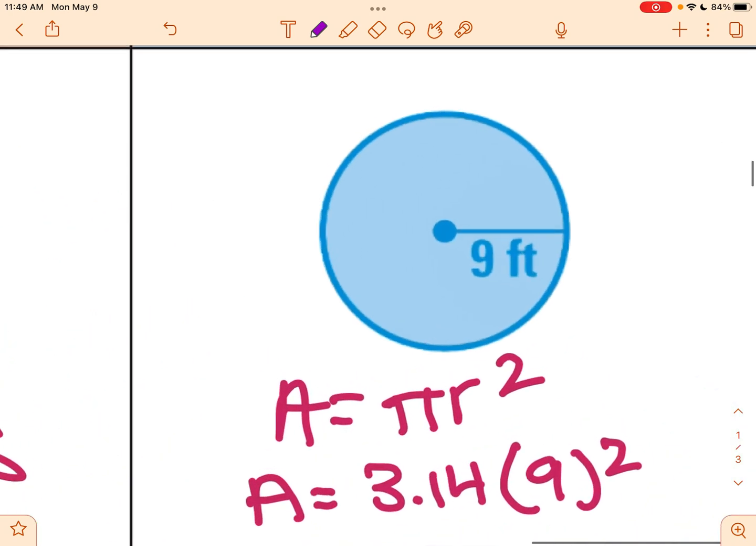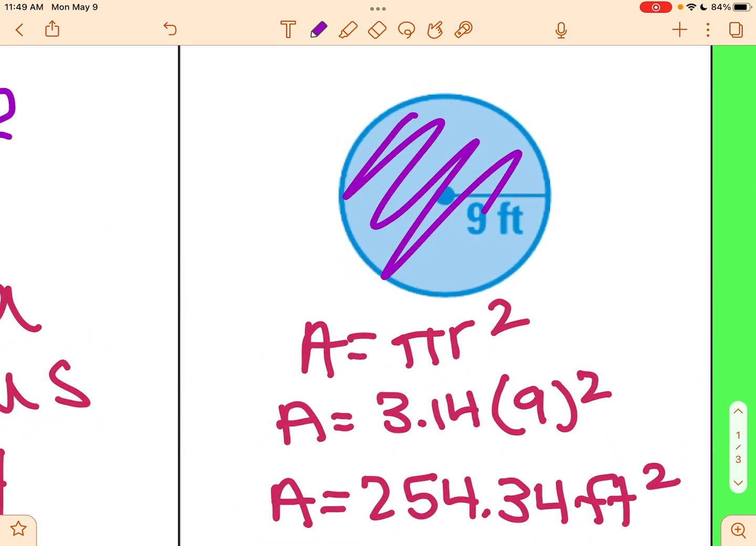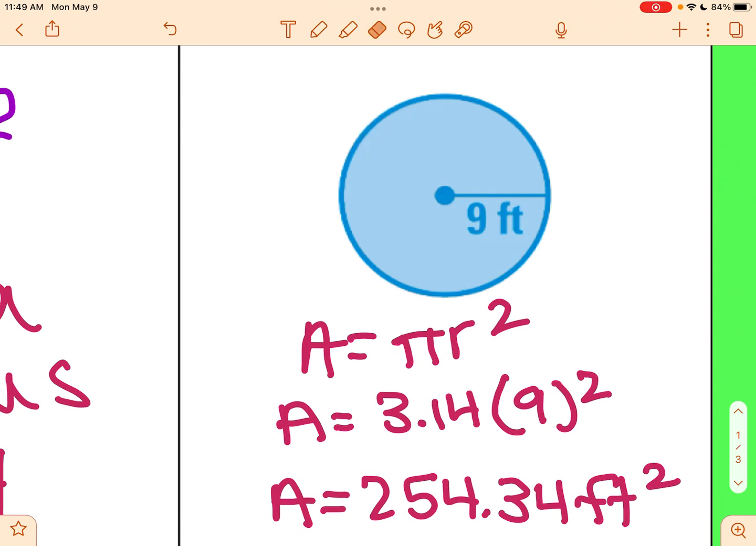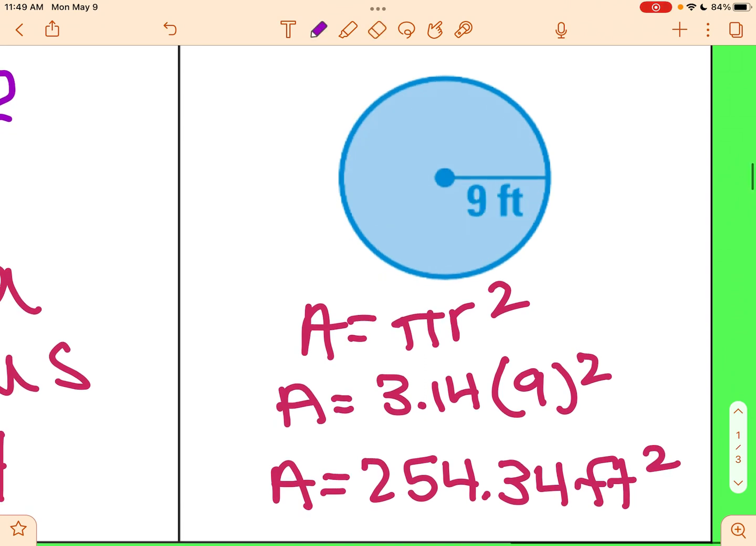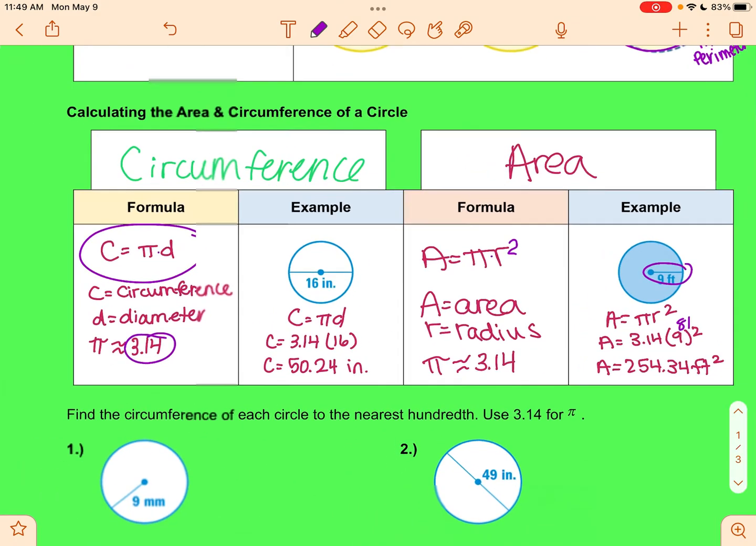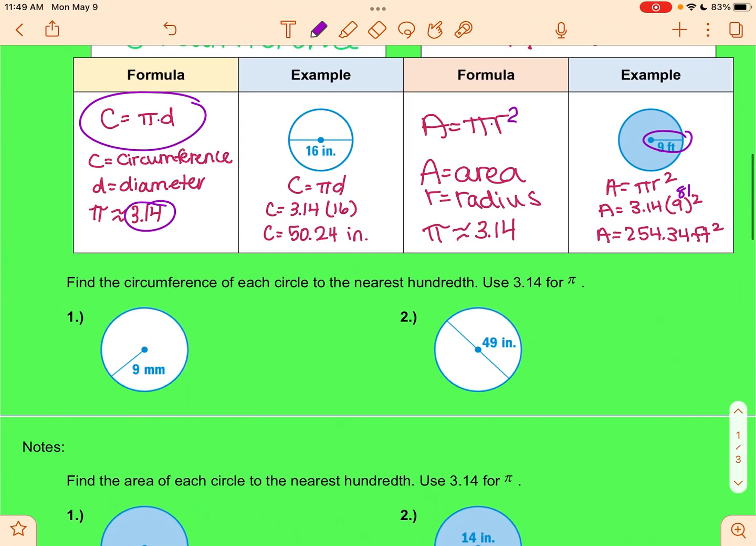So if we need to find the area of this circle, and remember, area is this whole part inside of our circle, it's A equals pi r squared. Pi, we said, was 3.14, times our radius, which is 9, and then we square that. So 9 squared would be 81. So you're taking 3.14 times 81, which gives you 254.34 feet squared, because it's area. Okay, so that's circumference and area. We're going to practice both.